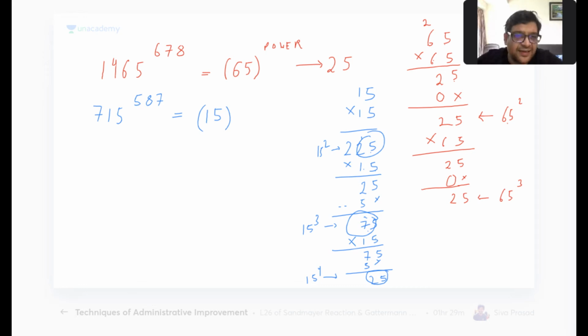So that means whether the power is odd or even is going to define my answer. If it is odd, then my answer will be 75. If it is even, then my answer will be 25. So that is fundamentally the pattern that you need to observe. In this question, what is the power? The power is odd, and that is why the answer here is going to be 75.